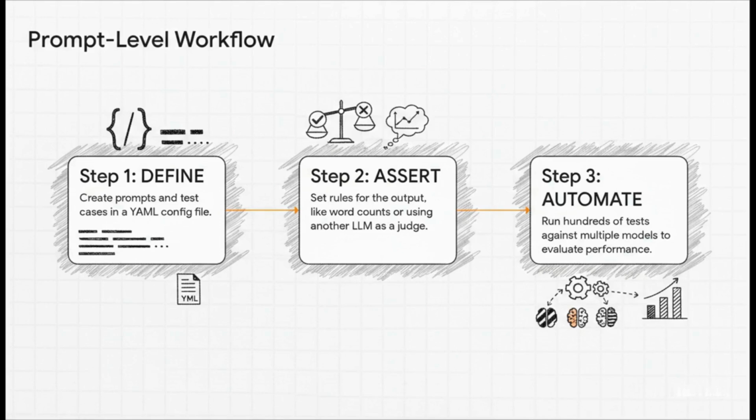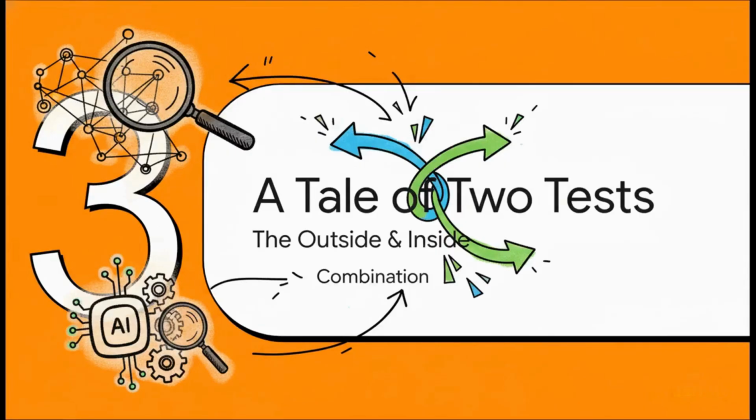How cool is that? You could have one model write a summary, then use a second, more powerful model to score that summary for conciseness on a scale of 1 to 5. And finally, you automate the whole thing, running hundreds of these tests across different models to systematically compare their performance, cost, and quality. So we have the outside view and the inside view.